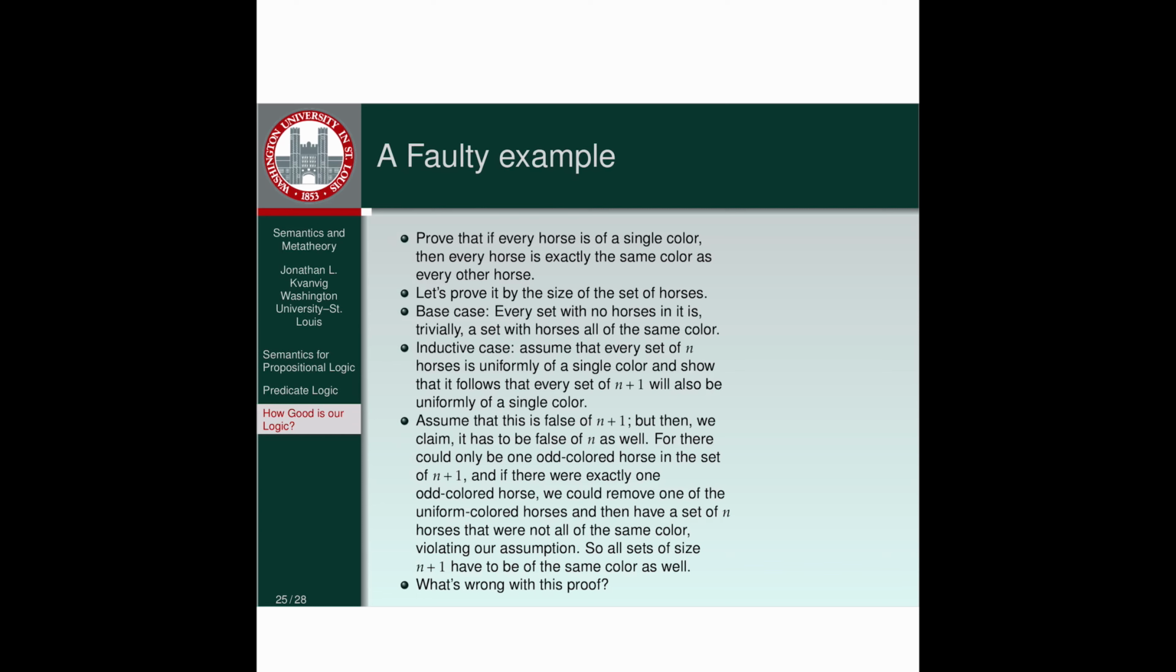So let's assume every horse is of one color. Then the claim is, if that's true, we can prove by mathematical induction that every horse is the same color as every other horse. So start with the base case. Here we're going to prove it by the size of the set in question. One of the tricks in applying mathematical induction is you sometimes have to figure out what numerical thing you're going to be applying mathematical induction to.